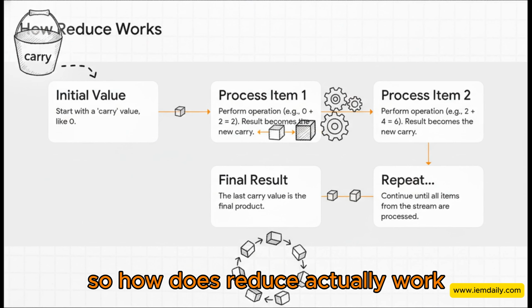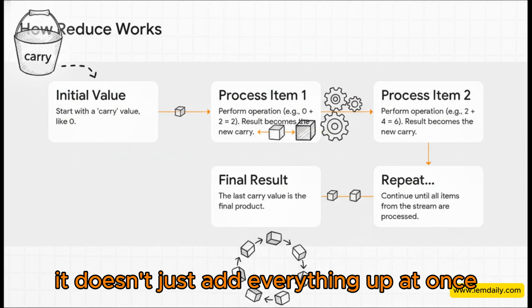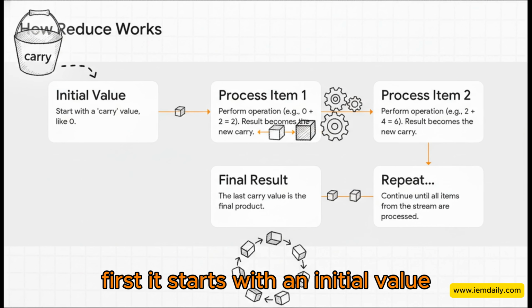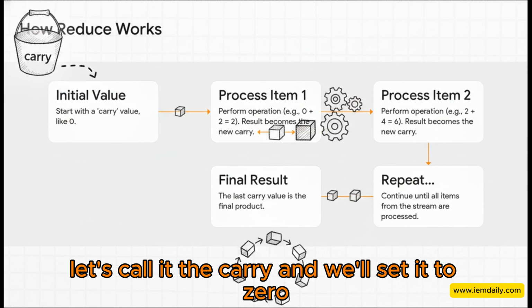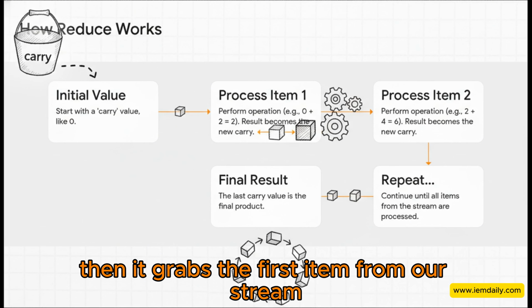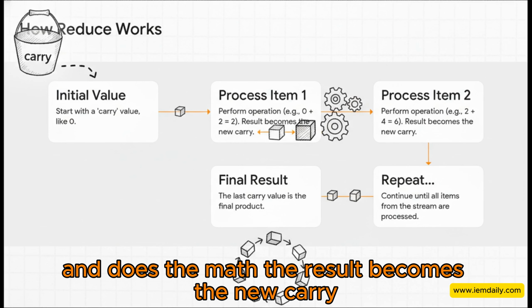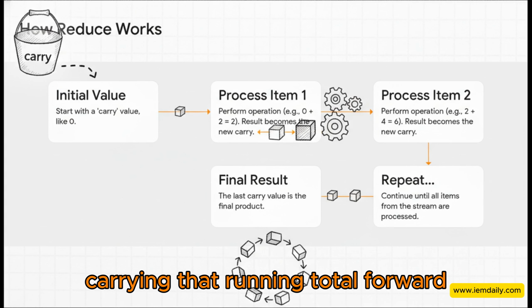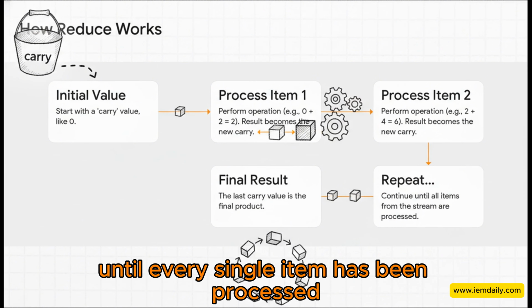So how does reduce actually work? It's pretty clever. It doesn't just add everything up at once. Let's walk through it. First, it starts with an initial value. Let's call it the carry, and we'll set it to 0. Then, it grabs the first item from our stream and does the math. The result becomes the new carry. Then it just repeats this process, carrying that running total forward until every single item has been processed.